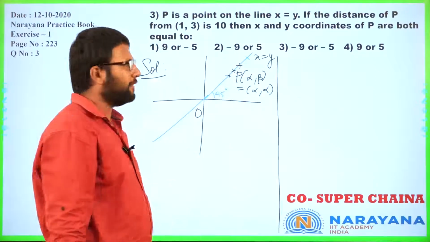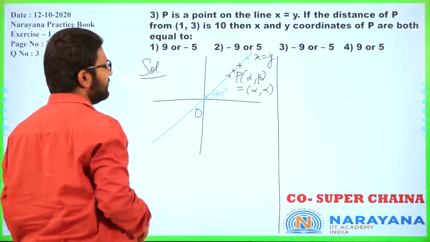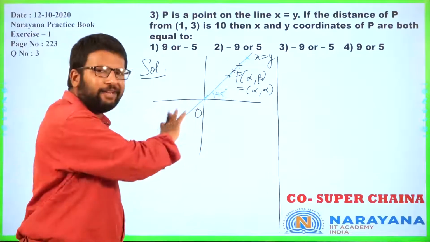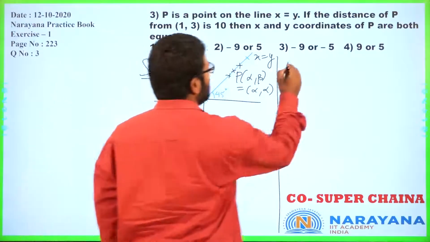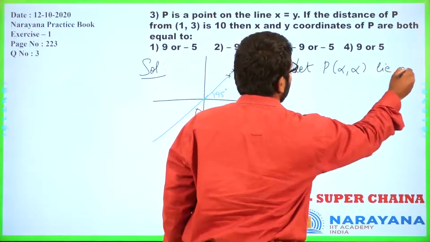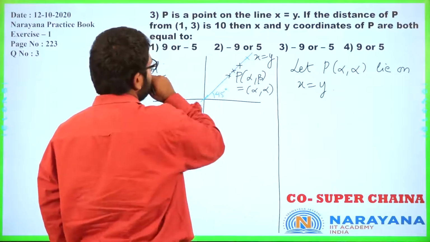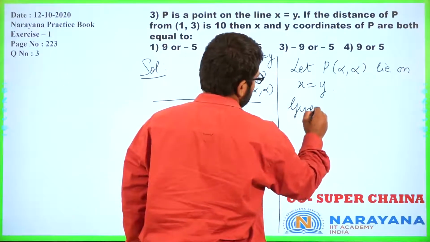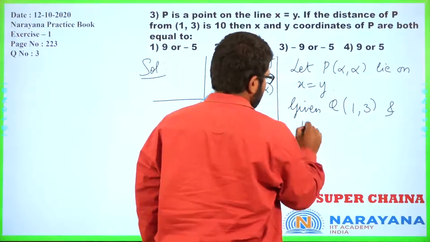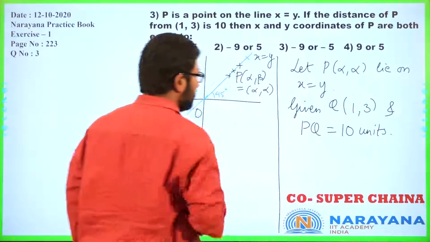Better to write alpha comma alpha. All right, and the distance of P from the point 1, 3 is 10. Then there is some point 1, 3 somewhere here, but we need not show it in the diagram, right? We will say let P (alpha, alpha) lie on x equal to y, right? Then, given the point Q (1, 3) and PQ equal to 10 units. This is given to us, right?